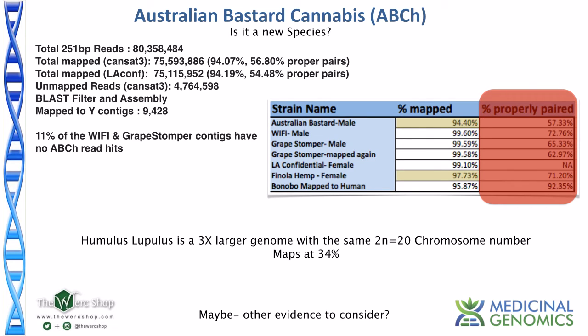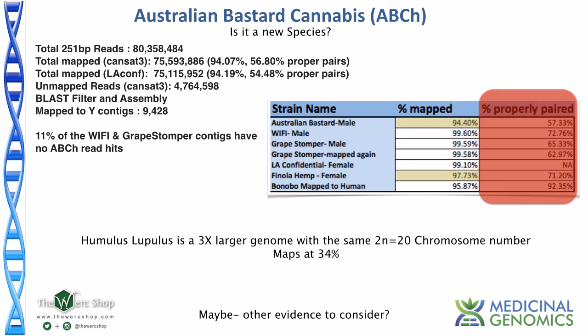Now, what can break a pair? Well, the reads can be further apart, they can be closer than expected together, they can be inverted. All of these are signatures of structural variation, which are much stronger evidence for a speciation event. And as you go down this table, you can see bonobo is 92.35% properly paired. So there's far less polymorphism and structural rearrangement between primates than there are between these plants.